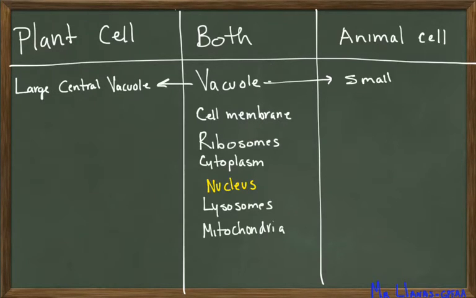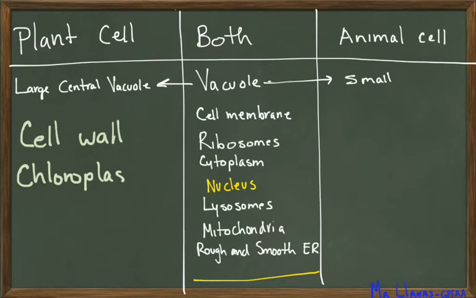They have the nucleus, which controls everything in the cell. Lysosomes, which we just mentioned, are the trash cans of the cell. And mitochondria, which makes ATP through a process called cellular respiration. Okay. They also have the rough and smooth ER, which the smooth part makes lipids, the rough makes proteins. Okay. All of these are organelles that are in both of these cells.